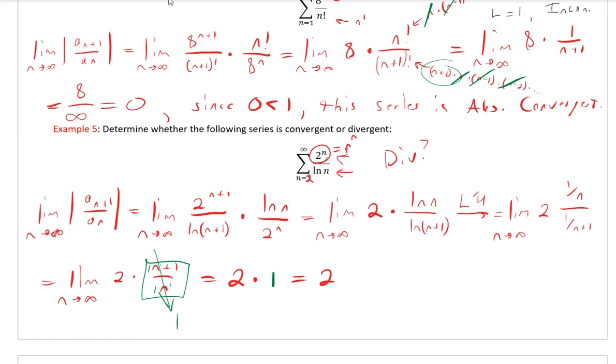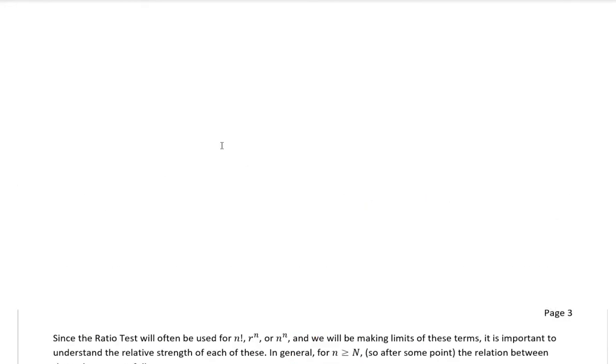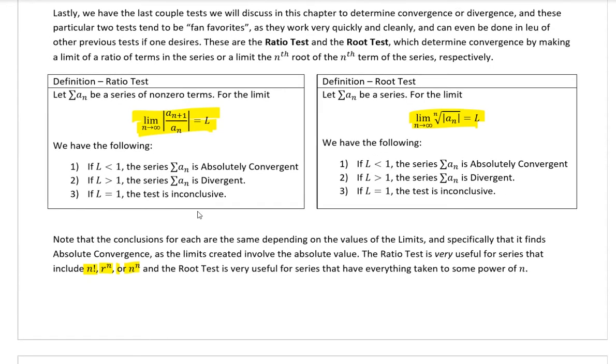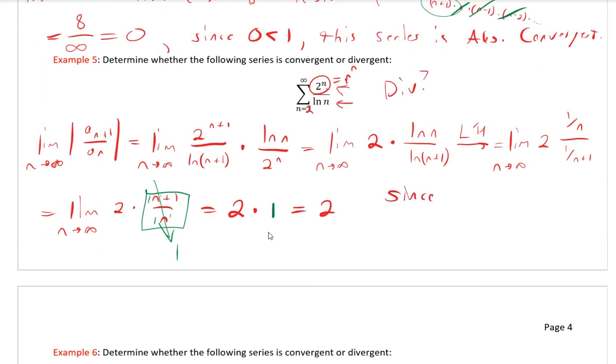Now be careful here. The limit going to 2 doesn't mean it's convergent. By our conditions at the top, I wrote them on the side here, but if we even look at the original definition, if L is less than 1, it's convergent. But if L is greater than 1, the series is divergent. And that's what we have in this case. Since 2 is greater than 1, this series diverges by the ratio test. Which I also didn't include in the past one, ratio test. There we go.